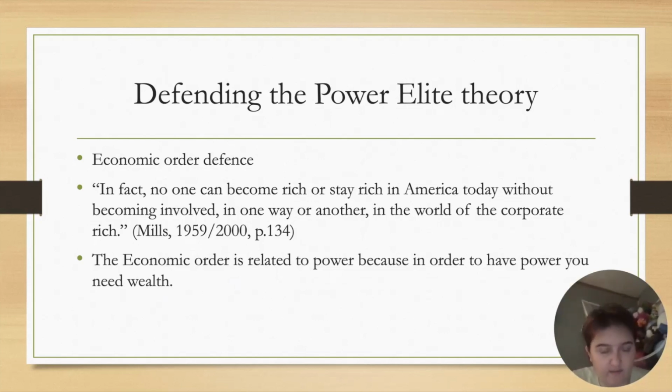One way of getting access through money is corporations. Mills says that in fact, no one can become rich or stay rich in America today without becoming involved in one way or another in the world of the corporate rich. This shows that having power is directly linked to wealth in the economy. Without wealth, there is no way for a person to find themselves in a position of power because the system set in place is created to keep levels of power away from the ordinary American.